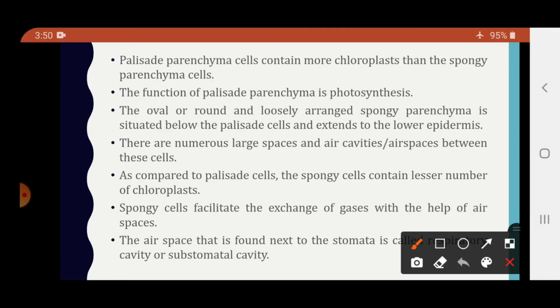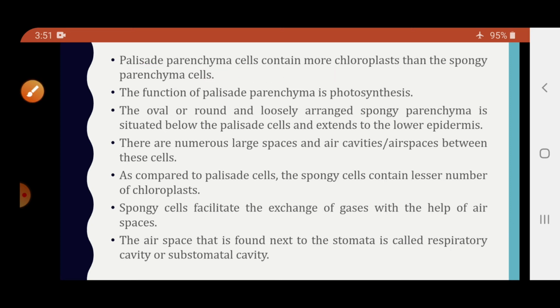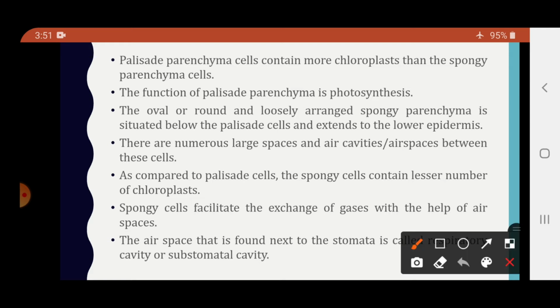The palisade parenchyma cells contain more chloroplasts than the spongy parenchyma cells. So the amount of chloroplast in the palisade parenchyma is more than in the spongy parenchyma cells, and therefore the main function of the palisade parenchyma is photosynthesis.